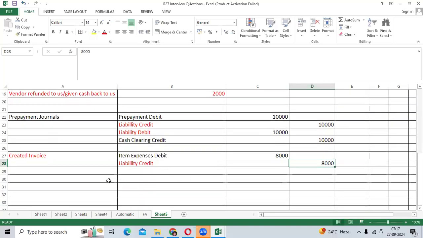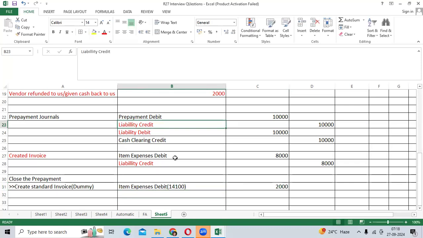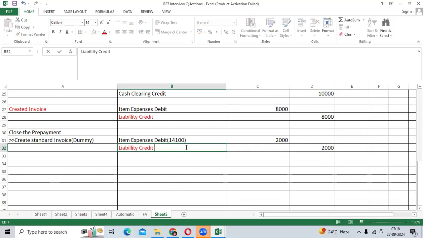So the 2,000, I will not receive directly as a refund. I can't apply a 2,000 credit memo directly to the prepayment. First we should close the prepayment. So create a standard invoice, we can call it a dummy. Then item expenses debit, let us take a combination, 14100, 2,000, liability credit 2,000. So it's not the original invoice, we can call it a dummy invoice, right? Then I will apply it to the prepayment.